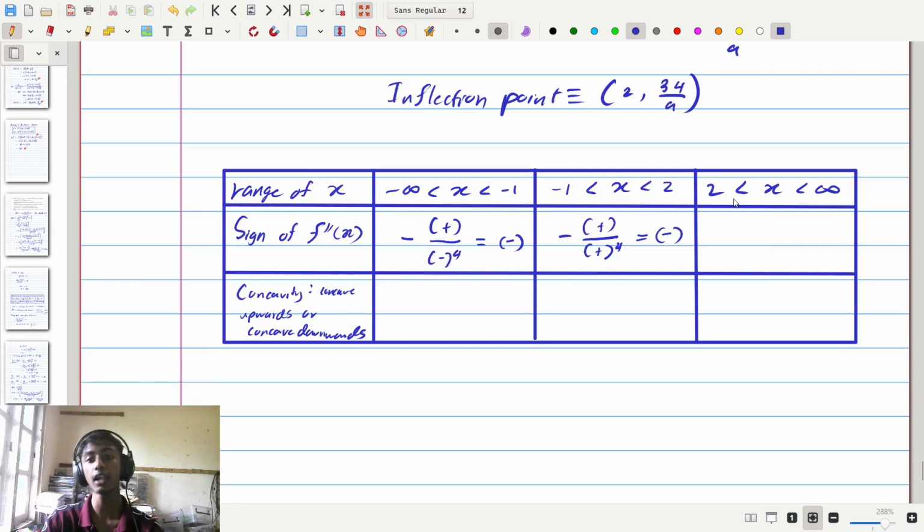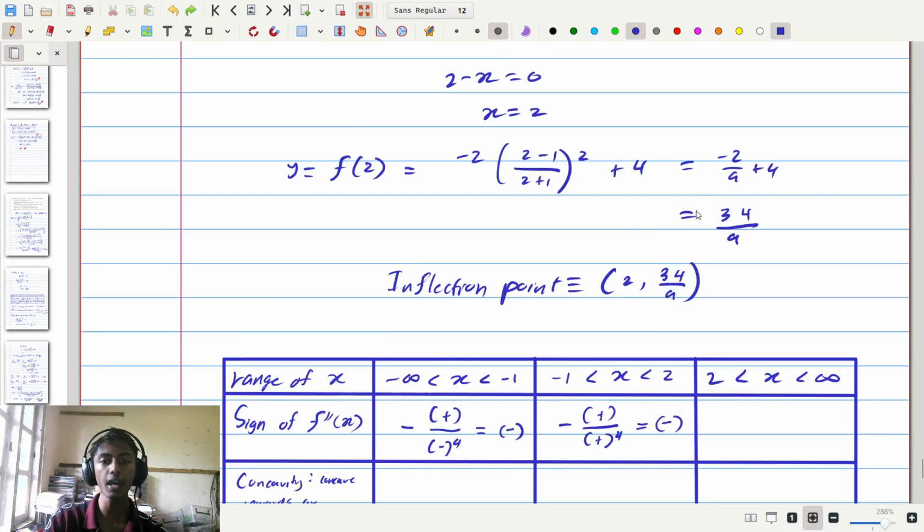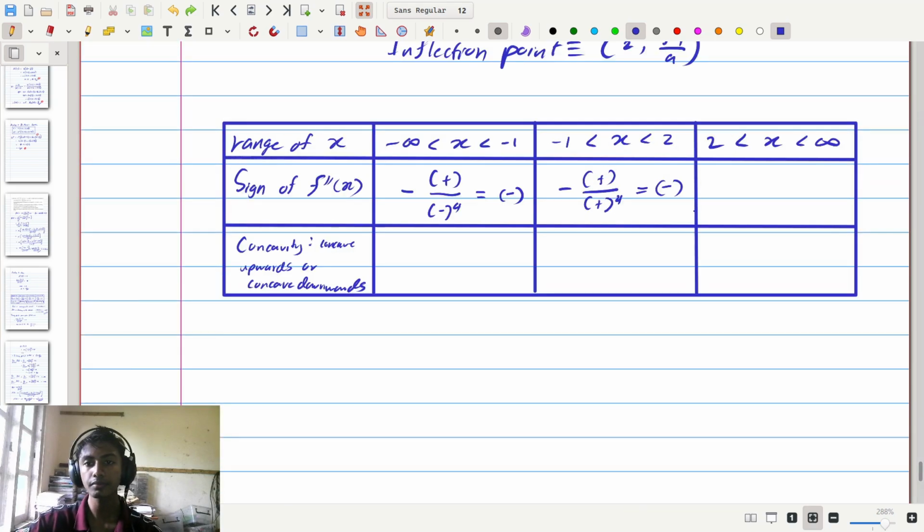Now finally, if we consider the last range, in this range of 2 to infinity, the first value on the outside here is negative 8, and then on the inside, since x is bigger than 2 now, we have a number bigger than 4 minus 2x, and therefore we'll get a negative number here. So we have a negative number times a negative number divided by a positive number raised to the power of 4, and therefore we get negative times negative divided by a positive number to the power of 4, which is going to be a positive number.